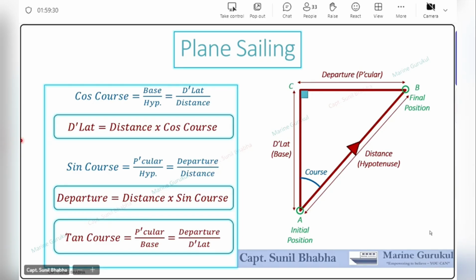Any doubts up to here, beta? So, what is the reason, sir, for using the right angle triangle? Why are we using the right angle triangle? Because it makes plane sailing calculation very, very simple and easy, beta. Without using trigonometry, there is no way you can find the courses and distances.